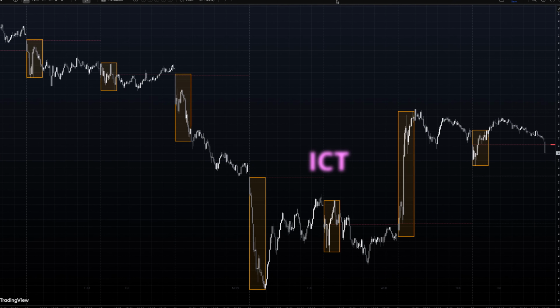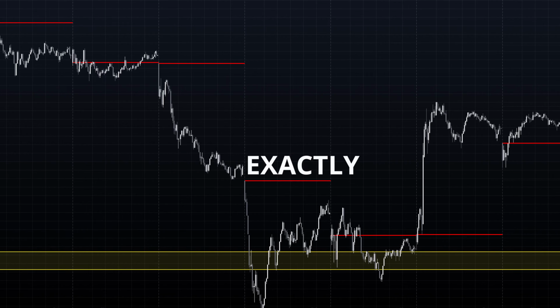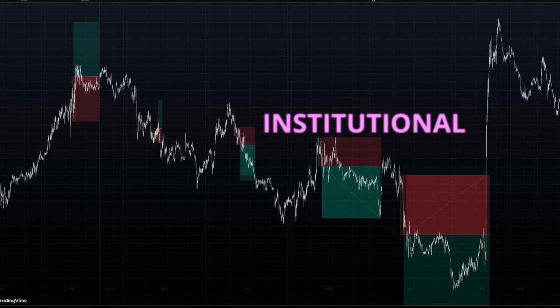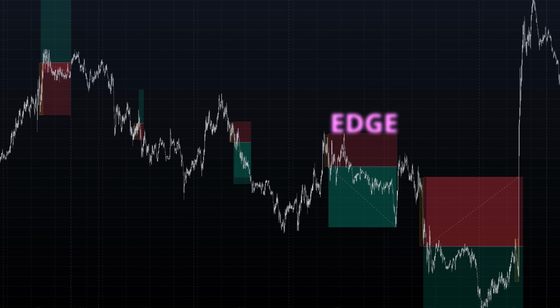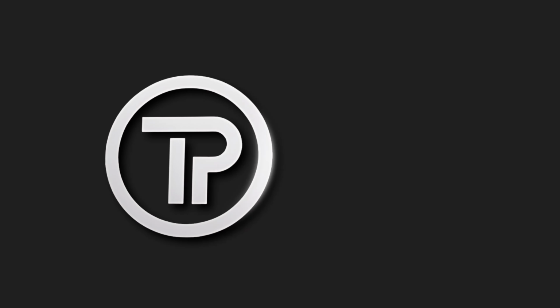I've stress tested this ICT indicator in all kinds of market conditions. Today, you'll see exactly how it works, and whether these institutional concepts really give traders an edge. Let's just say the market had plenty of chances to humble it.